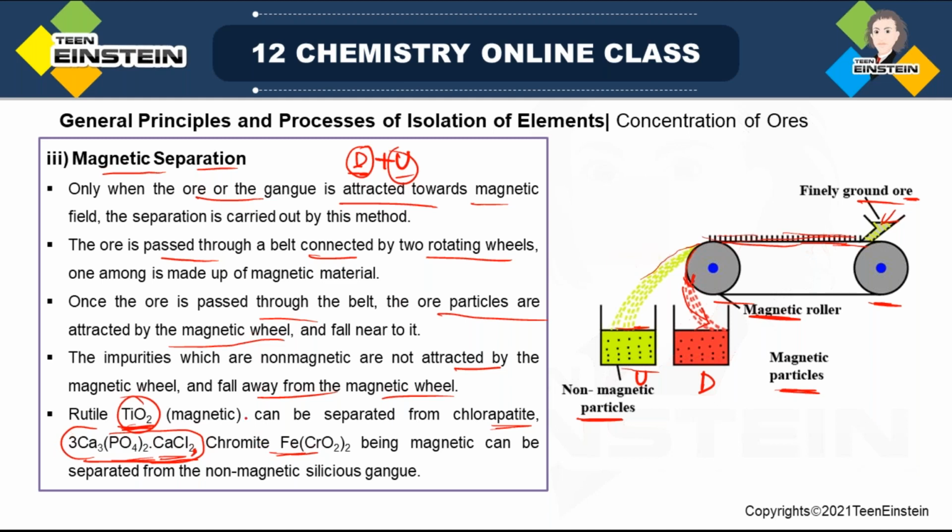The next example, chromite. Chromite is iron ore, FeCr2O4. Now this is magnetic in nature. So you can separate it from the non-magnetic gangue, which is siliceous in nature. That means it contains silicon. Okay, so these are two examples which can be concentrated by applying this method. Is there any doubt? So we have seen three methods: hand picking, hydraulic washing, magnetic separation. Some more methods are also there. Up to this, any doubt?